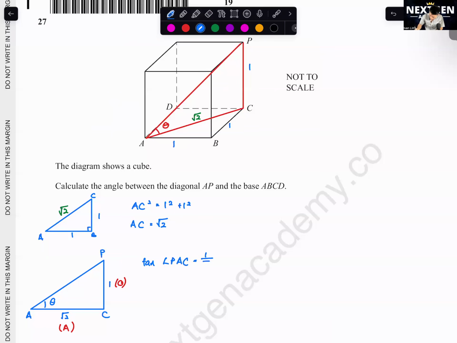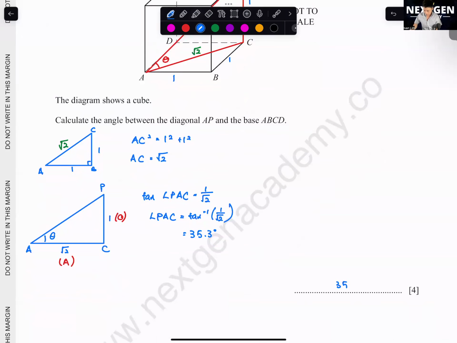opposite 1 over root 2. Angle PAC is inverse tangent of 1 over root 2. Calculate this, we will get 35.3 degrees. It's a very, very simple 4-mark question. But maybe some of you may be thinking, how come there is no length over here? You can use any other value. If you use 2, 3, 4, 5, other values, you will still get the same answer. It's just that in the middle of the equation, you may get a different working.